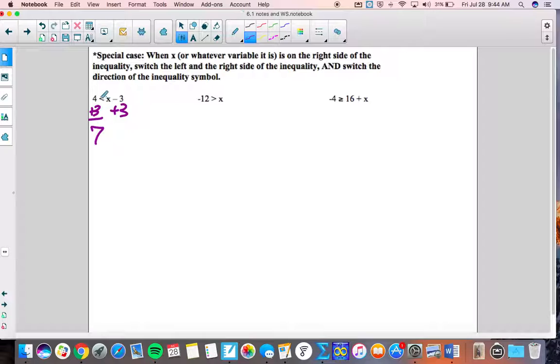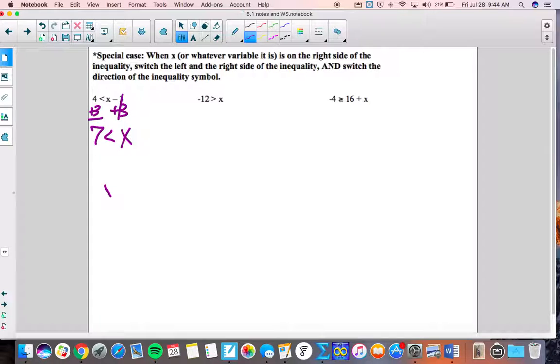Now we have no reason to flip this inequality. Just because I showed you 3 that did, we're not multiplying or dividing by a negative here, so please do not flip that. And then we bring down the x. So this says 7 is less than x, or x is greater than 7. Both are true. That's kind of our answer.